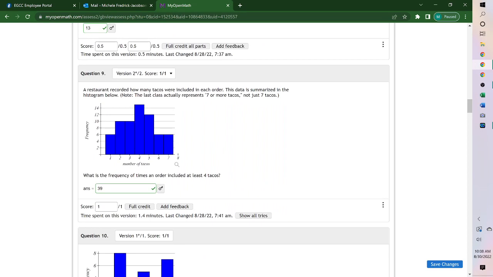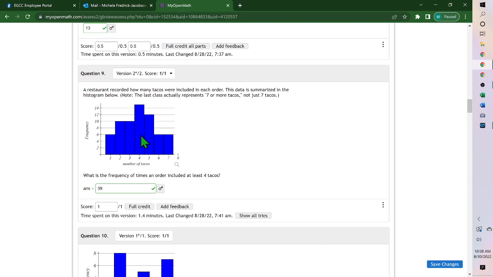This one here also has the values in the middle. We're talking about the number of tacos. Summarized: how many tacos were included in each order. And so the number of tacos, this group were 4 tacos, was ordered 15 times. They want the frequency of times at least 4 tacos. At least 4 would mean 4 or more.